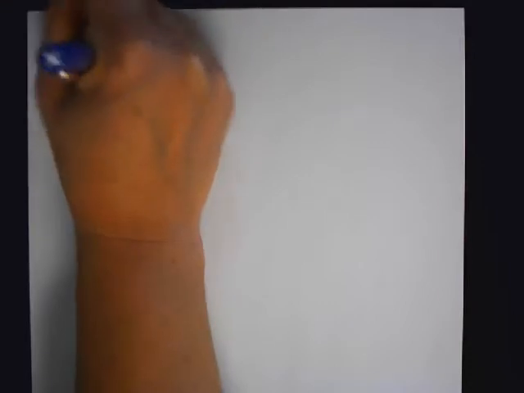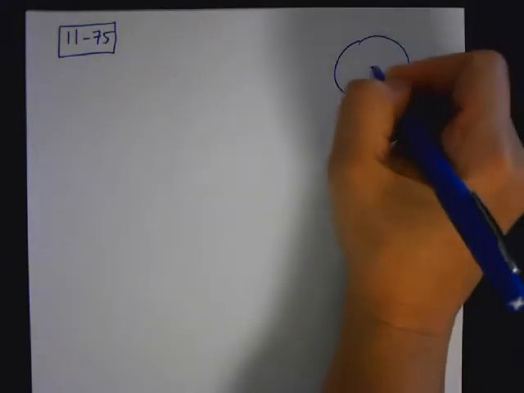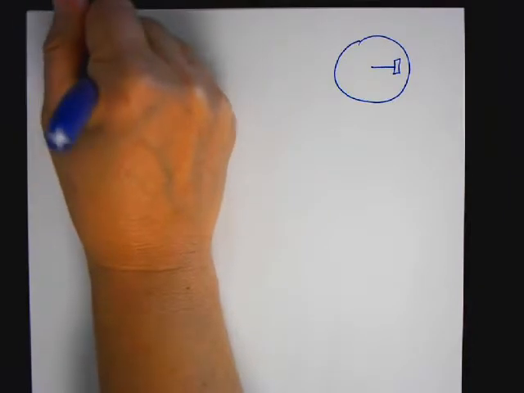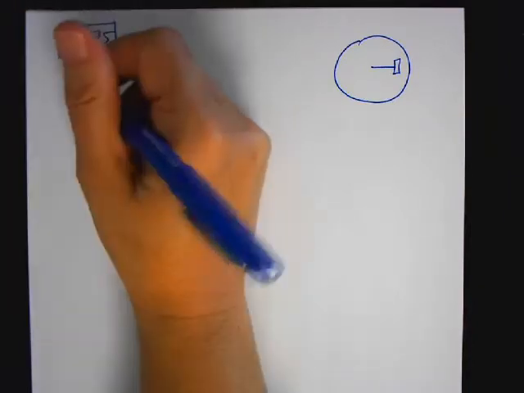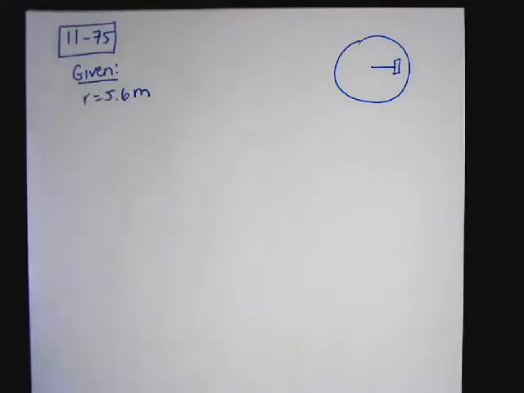Okay, we're going to look at assignment 11, and we're going to do the last one, number 75. It says a child on a merry-go-round sits on a horse that is 5.6 meters from the center. So in my given, I know that the radius is equal to 5.6 meters. At top speed, the merry-go-round completes 10 revolutions every minute.